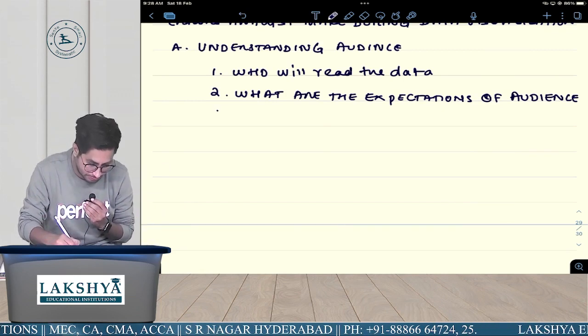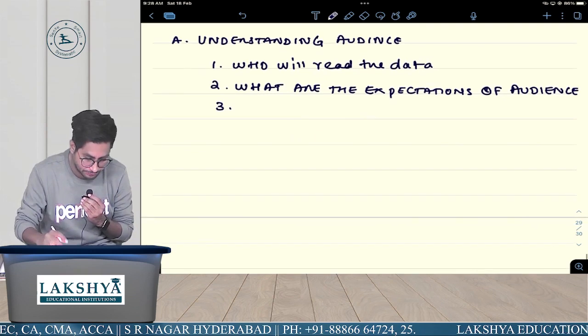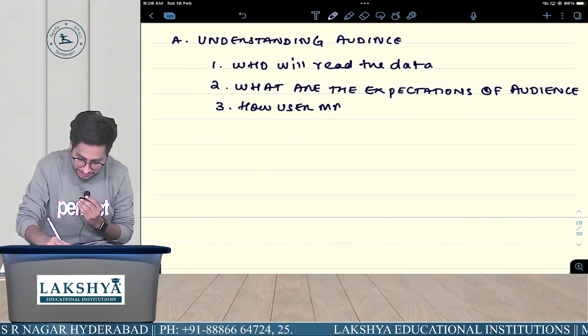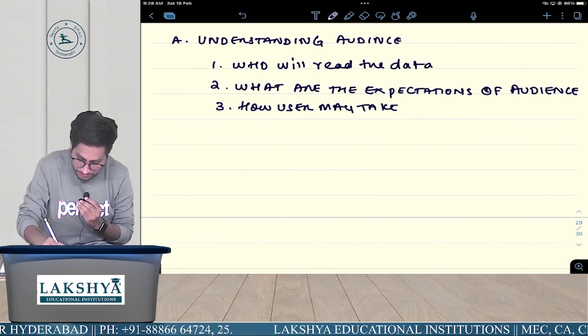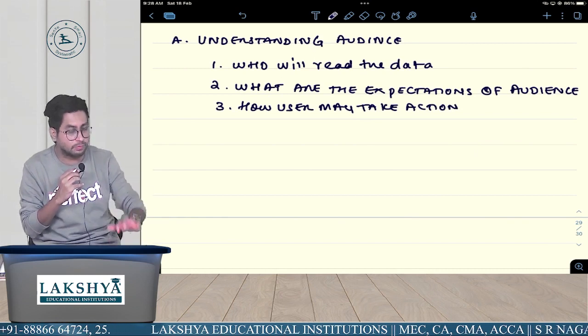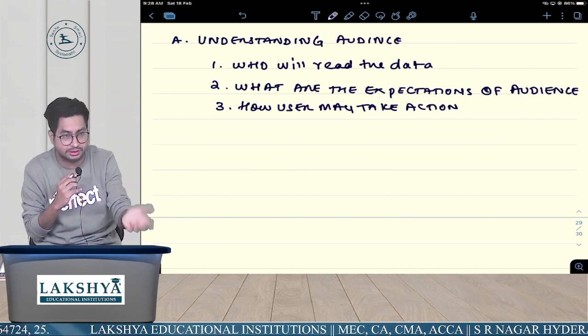Next, number 3. Clear? Role clear? How users may take action. Meaning, what action a user is going to take using my report.